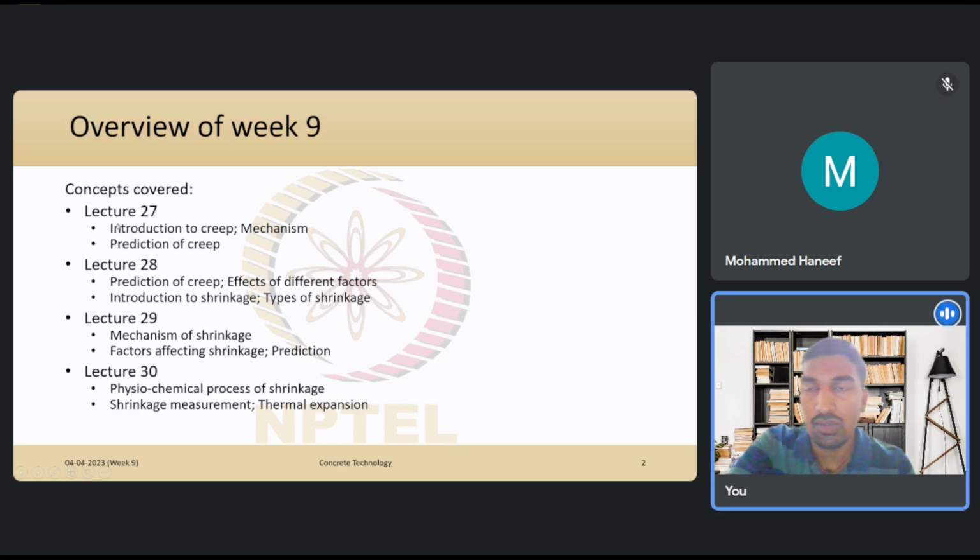So we were introduced to what creep is, right? Creep is the deformation that is seen in concrete because of sustained loading, right? So when you subject concrete to a constant load over time, it will deform, and this deformation is what we call creep. Then we looked at the mechanism behind this creep. What is the theory that explains this creep?